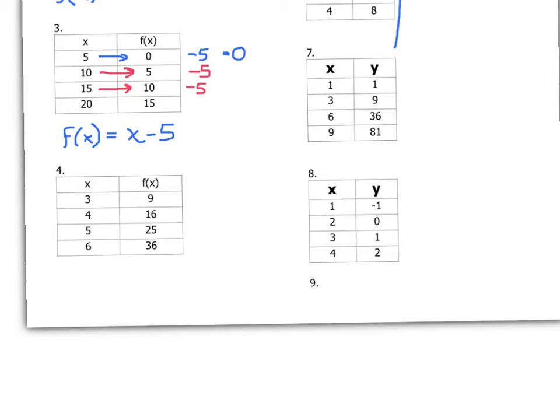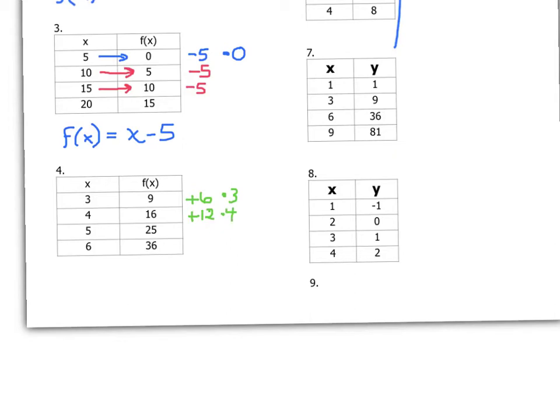All right, I want you to try number 4 on your own. All right, so let's see. How do we go from 3 to 9? Well, you could add 6, or you could multiply by 3. How do we go from 4 to 16? Well, you could add 12 or multiply by 4. I don't see a pattern within those.